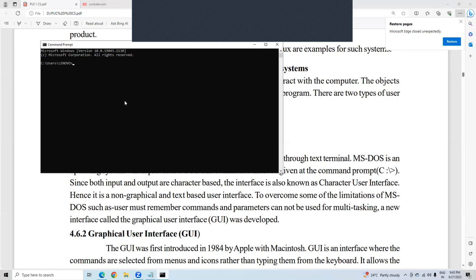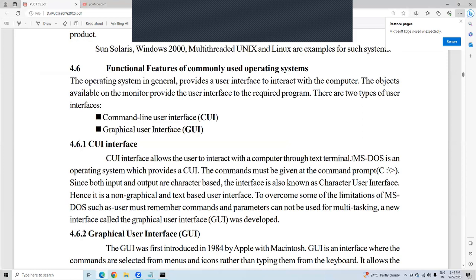Right. So here the cursor is blinking, showing C:/user/Lenovo. This is called the command prompt, where in front of that we are going to type various commands. These are character-based interfaces, also called character user interfaces. Hence it's a non-graphic, purely text-based user interface.